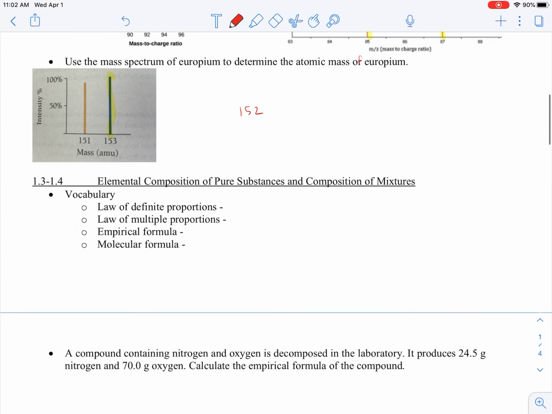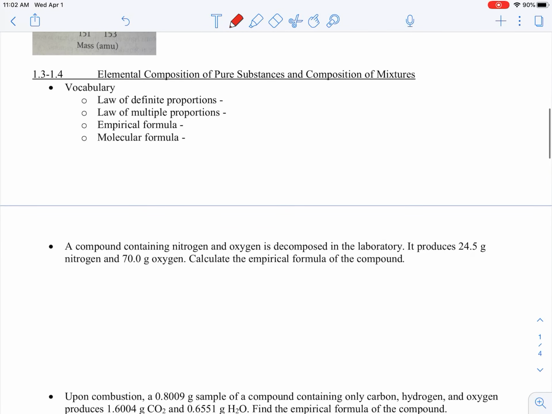Cool, rolling on. 1.3 and 1.4 is elemental composition of pure substances and composition of mixtures. This is where we get some vocab. Our law of definite proportions says that any compound is always going to have the same ratio. So water will always be H2O. There will always be 2 hydrogens for every oxygen.